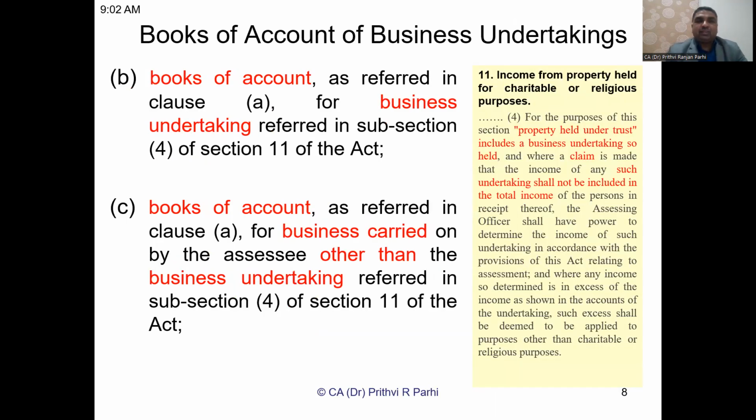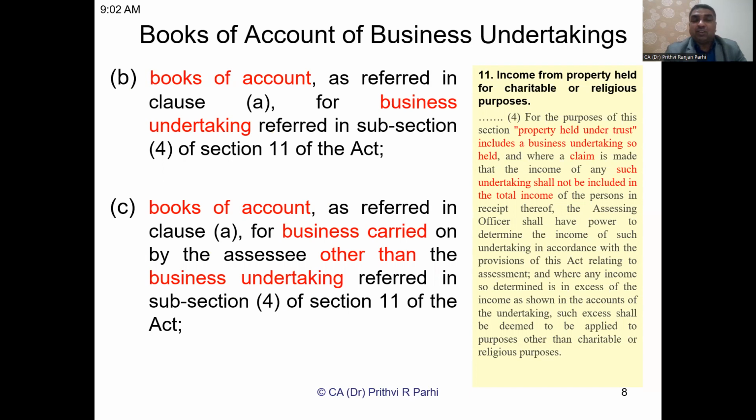Now, if you see, the next provision is talking about books of account referred in clause A for business undertaking, referred in subsection 4 of section 11 of the Act. That means if the trust is having some business undertaking, for that business undertaking also books of account are required to be kept.